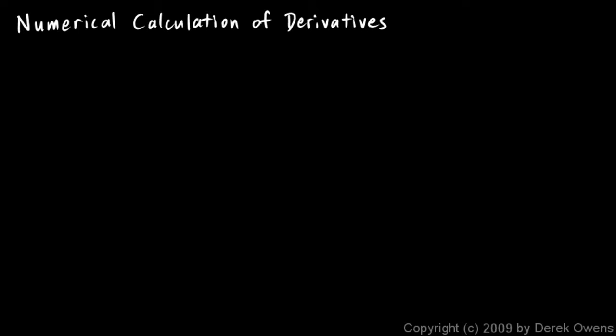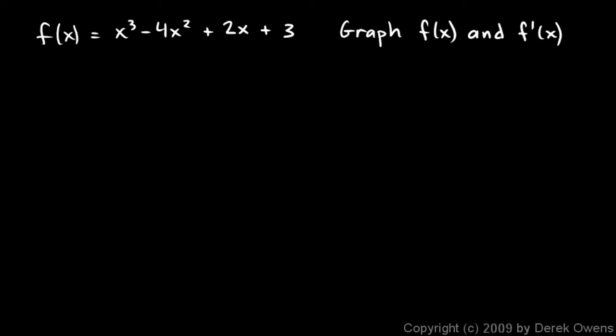Okay, we're back and we're still talking about numerical calculation of derivatives. And I want to show you one more thing you can do with the graphing calculator. Here's our example. f(x) is x cubed minus 4x squared plus 2x plus 3. And we're told to graph f(x) and f prime. We want to graph the derivative function.